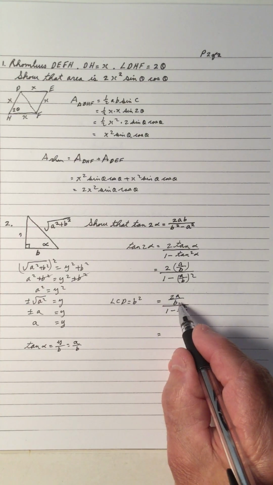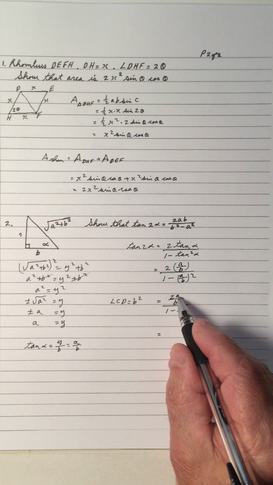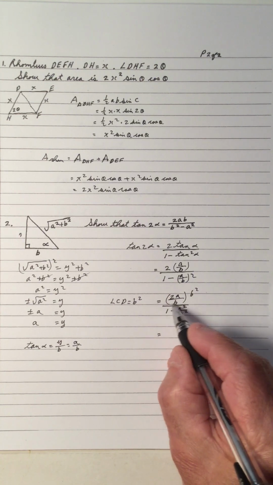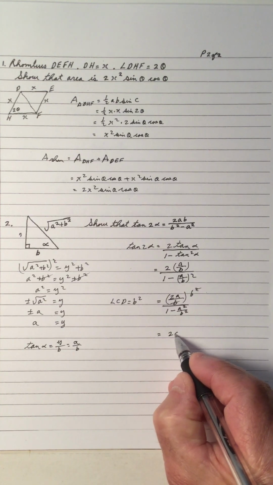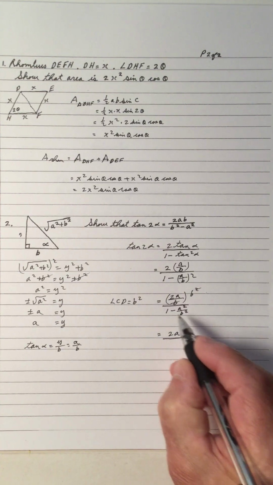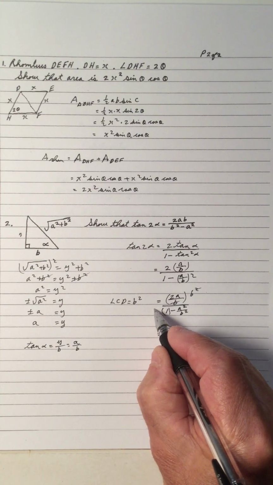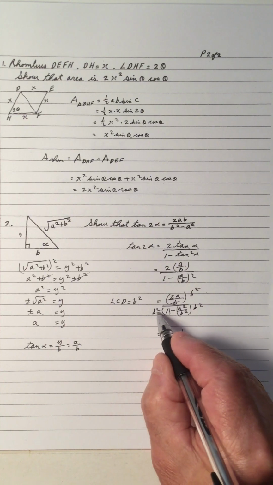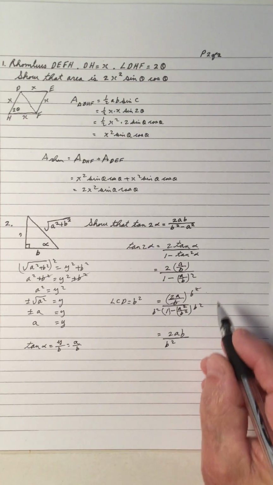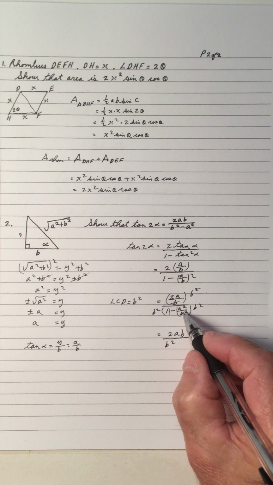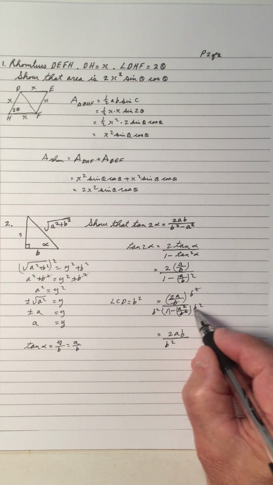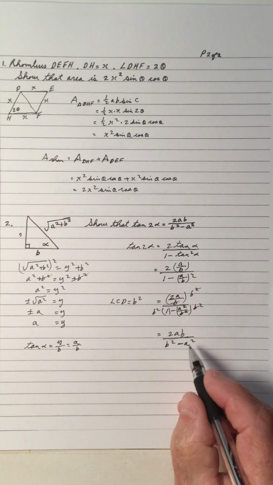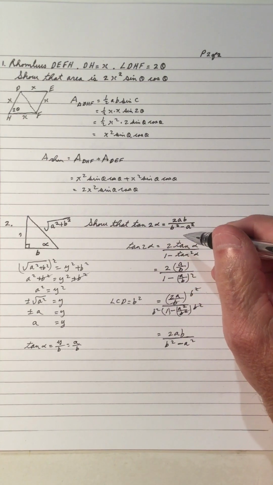So b squared times 2a over b, the b's cancel, and I get 2ab. And I multiply this one by b squared as well. So b squared times 1 is b squared, and a squared over b squared multiplied by b squared, the b squareds cancel, and I get a squared, which is what we have to show.